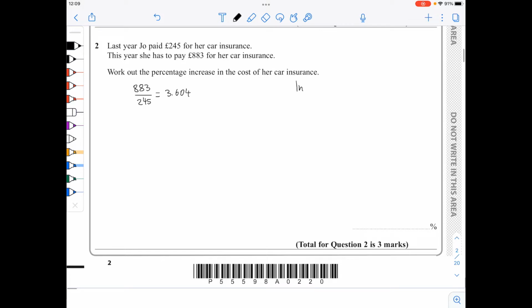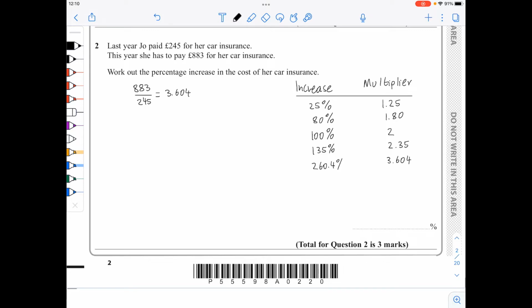So we could actually think of different values here just to see exactly how to translate the multiplier into a percentage increase. So if I was to increase something by 25%, I would be multiplying by 1.25. If something has to be increased by 80%, the multiplier is just 1.80. If I want to increase something by 100%, then I'm just going to multiply by 2. Moving on, I'm giving another example. 135% is 2.35, which means that the multiplier of 3.604 that we got in this particular question corresponds to 260.4% in increase.